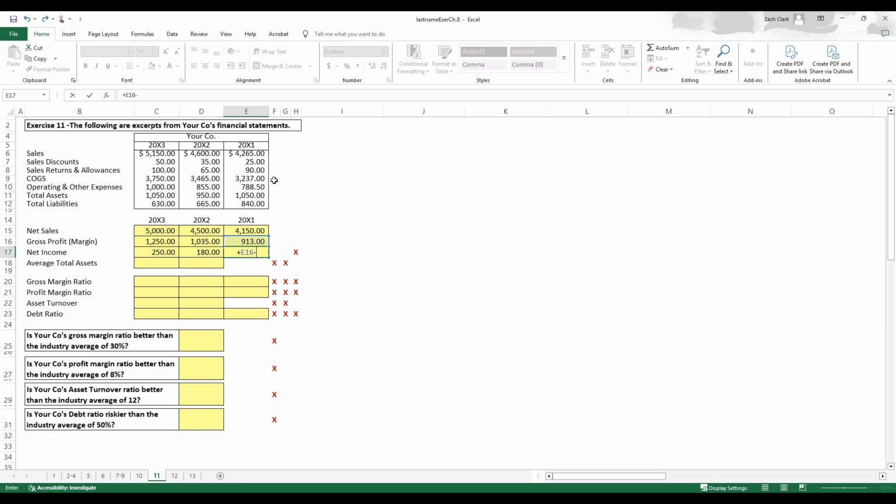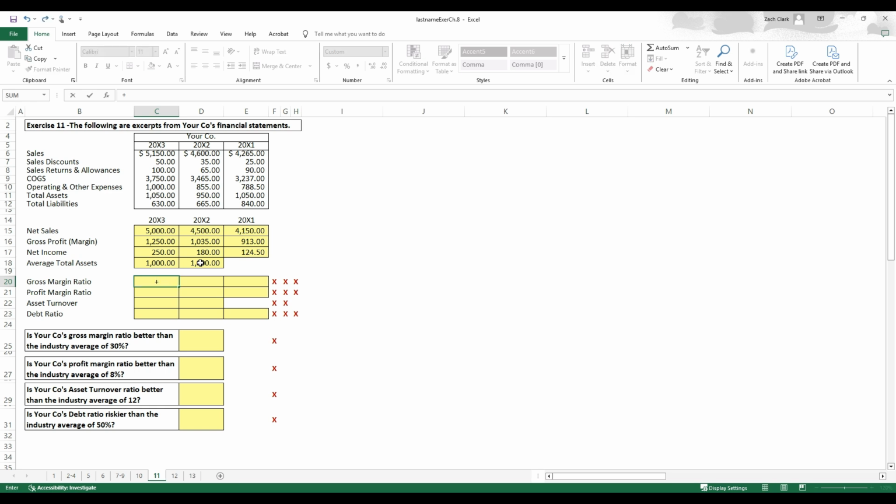the operating and other expenses. I'm not going to copy the formula on this one because it's so easy. There's only one number to update there. Okay, now average total assets is going to be prior year plus current year. Or you can do current year plus prior year, it doesn't matter which order you put it in. And then we just divide that by 2. So here we had 950 plus 1050.